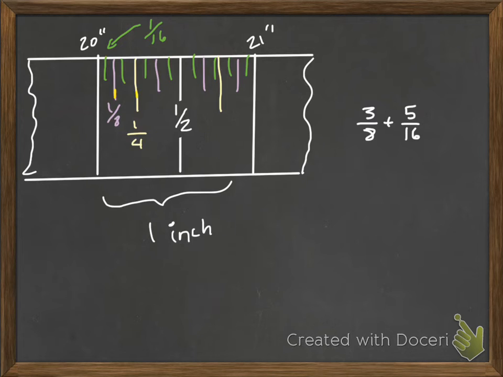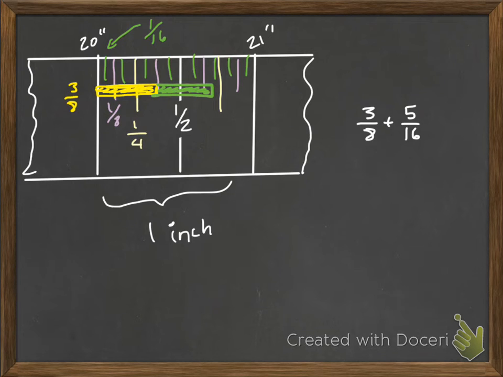So this is 1, 2, 3. So it'll go to here. So, okay, this is 3/8. I want to know how long all of it together is. So that's my 3/8. And then I have 5/16. Well, the 16ths, those are those little green ones. So I'm going to go 1, 2, 3, 4, 5. So it goes right into here.